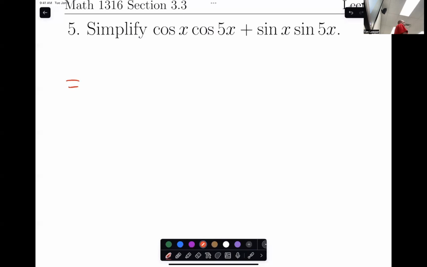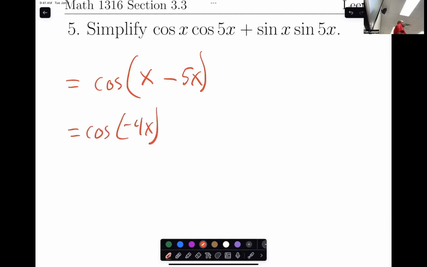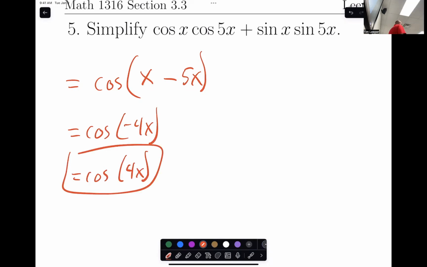Well, using the sum or difference of cosine, this will be cosine of something. Now notice that this is addition, which means that cosine would need to use subtraction here because it's always the opposite with cosine. So we're going to write down the first one, which is x, minus the second one, which is 5x. What is x minus 5x? Negative 4x. The nice thing about this, though, is cosine is even. So that makes that just cosine of 4x. Any questions about this?